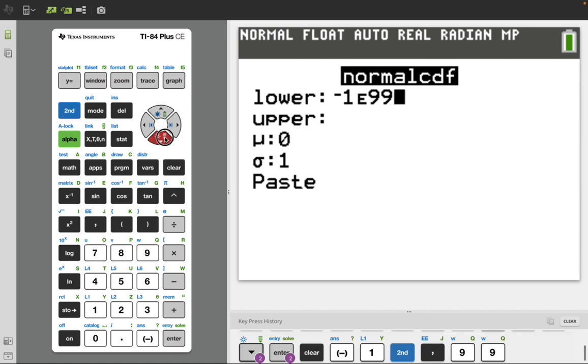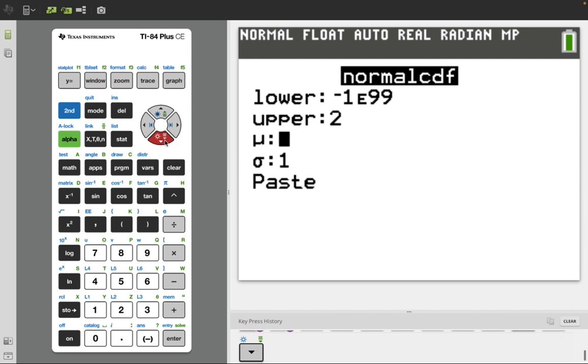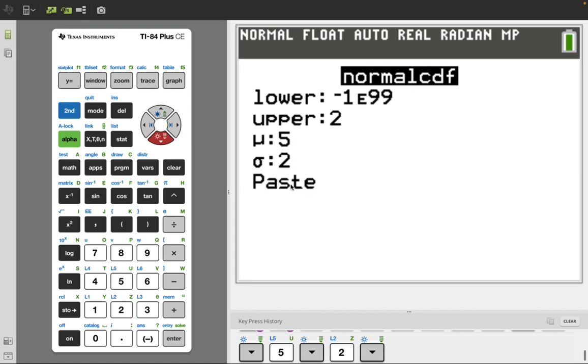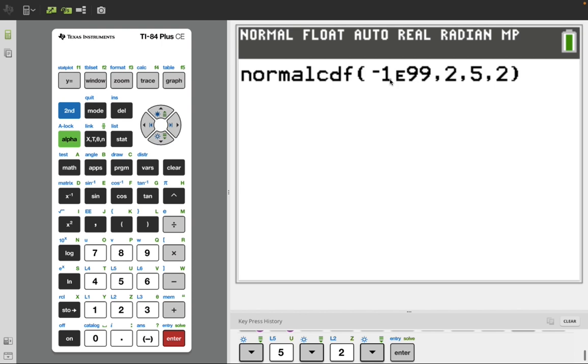Now let's go down. The upper bound is 2. Let's go down to mu. Mu in this case is 5. And then let's go down to the standard deviation. The standard deviation is 2. Go down to paste and enter. This is what we had in our notes. Let's click enter again.